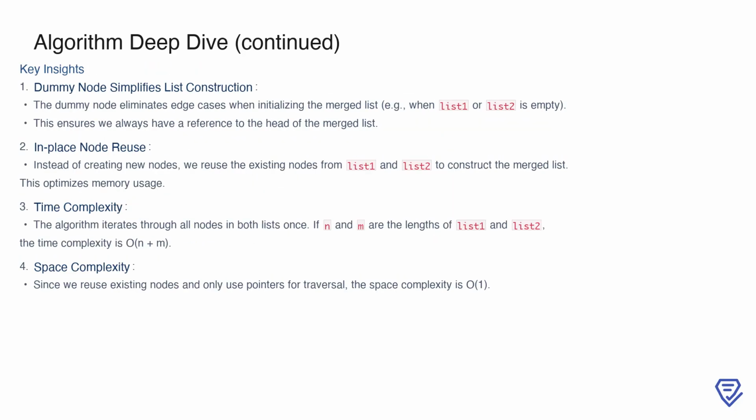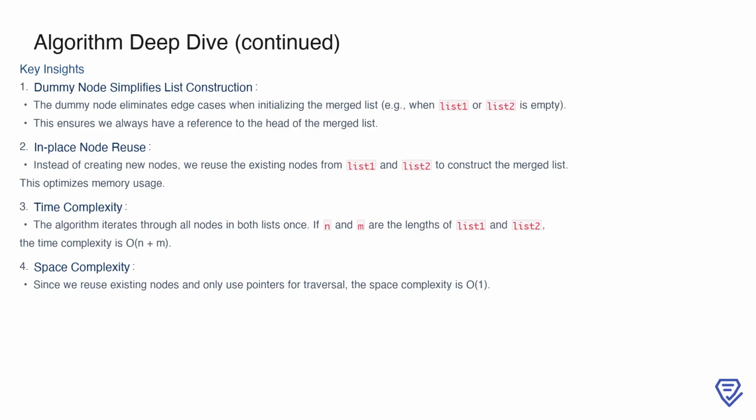There are several key insights that make this algorithm efficient and elegant. First, the use of a dummy node simplifies the construction of the merged list. It allows us to avoid special handling for the initial nodes, ensuring that we always have a reference to the head of the merged list.